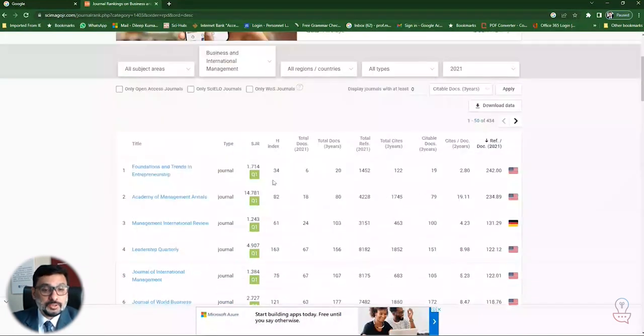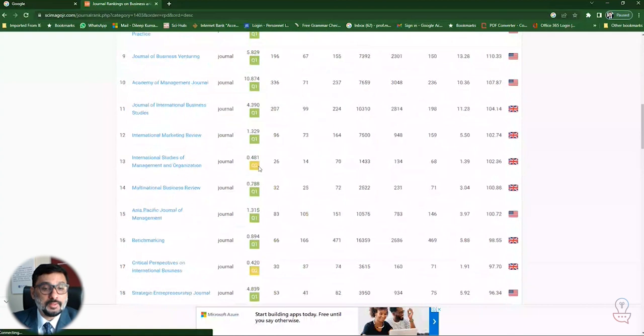All right, so here you can see some of them are Q1. You can see over here, all Q1. Earlier, you remember, look here, International Studies of Management and Organization. This particular journal was Q1 earlier. Now it has turned Q2, which means the journal quality has gone down. Journal quality is decided by what? It is decided by the articles published in that journal getting more citations.